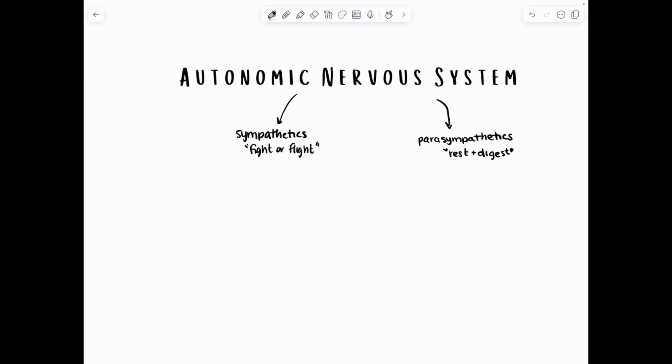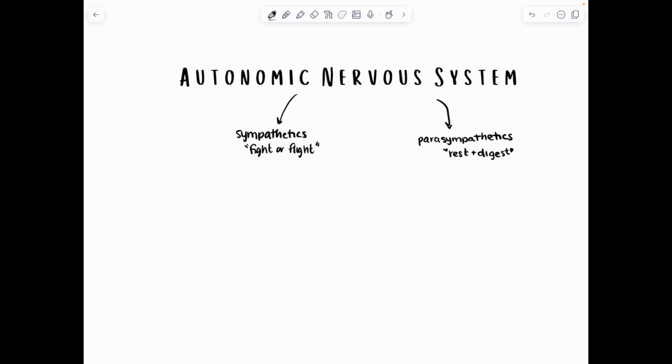Rest and digest is so that we are able to recover, digest our food and gain nutrients, and it is the same system that allows for sexual reproduction. Those are what any species needs in order to survive. So that's what the autonomic nervous system is. Again, we have two divisions, sympathetics and parasympathetics.